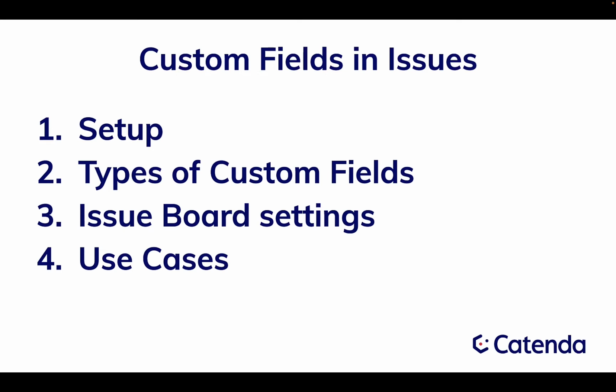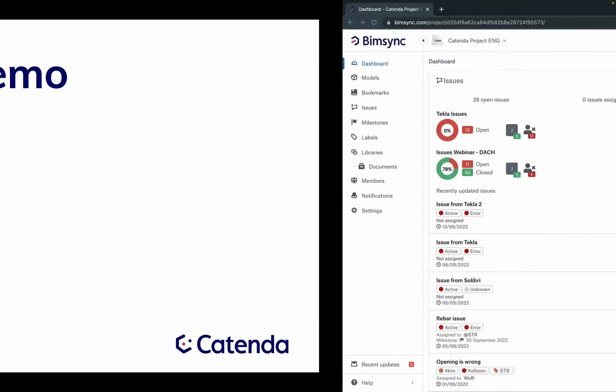So what we will cover today is this. First, I will explain the setup for the custom fields inside BIMsync. Then I will explain the different types of custom fields that we offer. Third, I will use issue boards inside a demo project to show you the settings you need to adjust so you can properly use these custom fields. And finally, I will go through two brief use cases to show you in context what can be done with custom fields in the BIMsync environment. So let's get started.